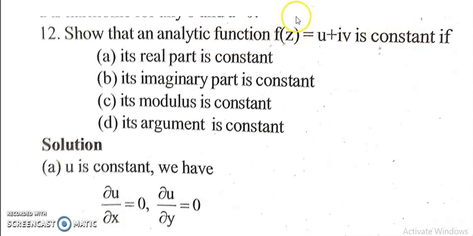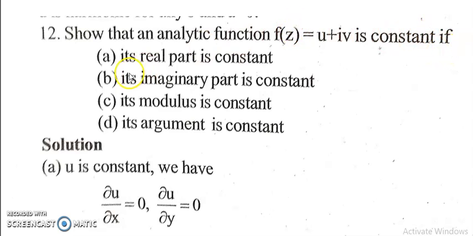That means f of z is an analytic function. We have to prove this analytic function is constant, by assuming its real part is constant. If the real part is constant, then we have to prove f of z itself is constant. So you should understand the question. Show that the analytic function f of z is constant. That's what we are going to prove.